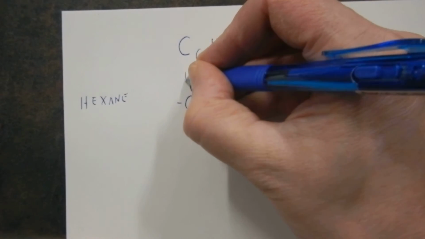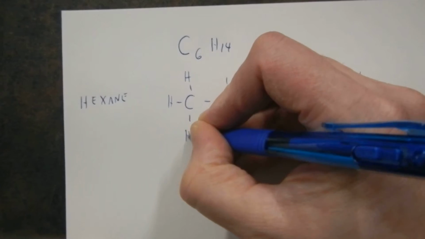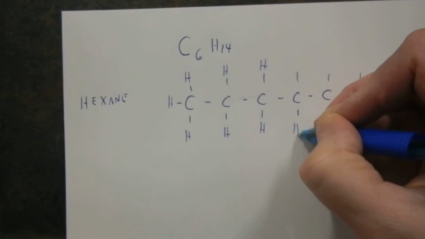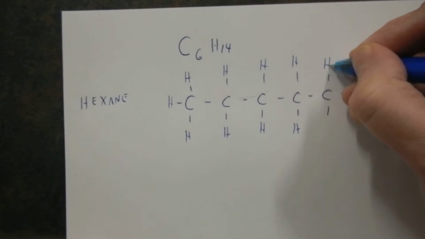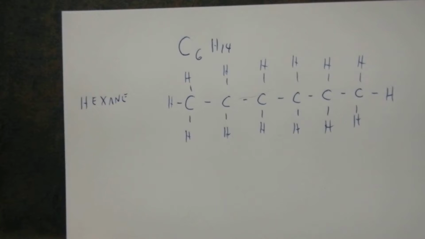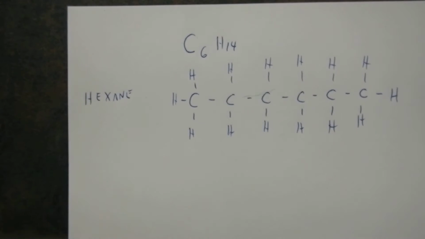Now each of these bonds is to a hydrogen. So those are all supposed to be capital H's. I've really worked on my calligraphy. So there's one isomer done, hexane.